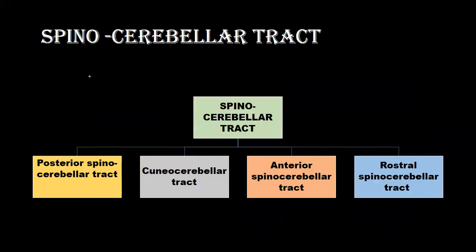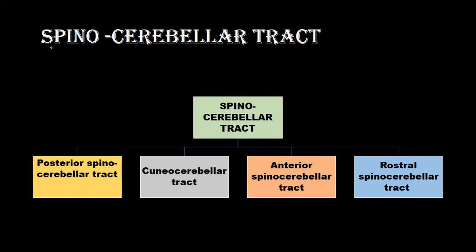Moving forward, we have the last one, the spinocerebellar tract, which is concerned with the unconscious part. In this, we just need to remember the names of the tracts. When we talk about the cerebellum, we will be concerned with these tracts. Right now we just need to remember the names. One is the posterior spinocerebellar tract.